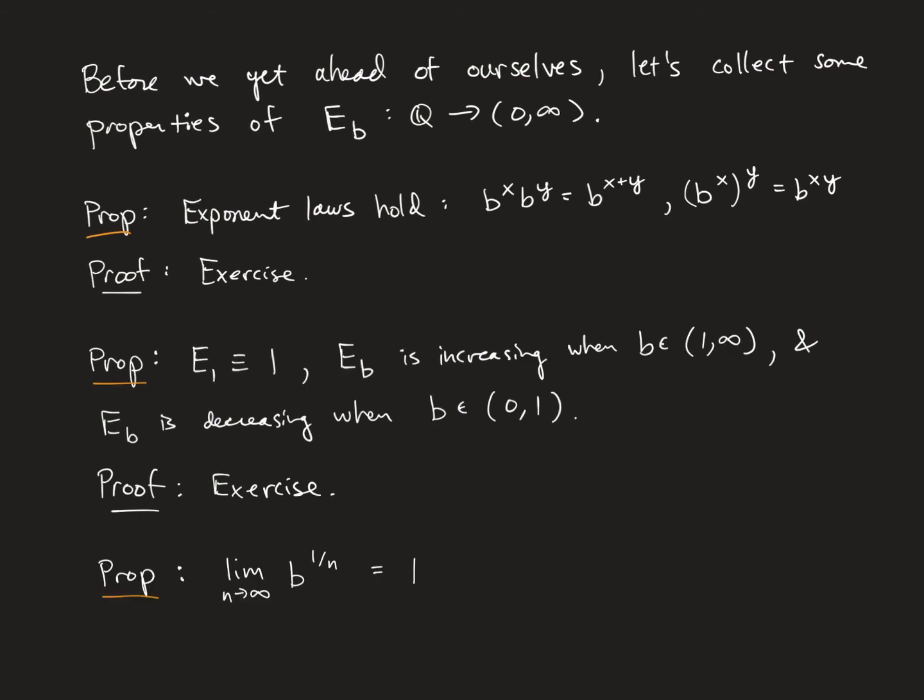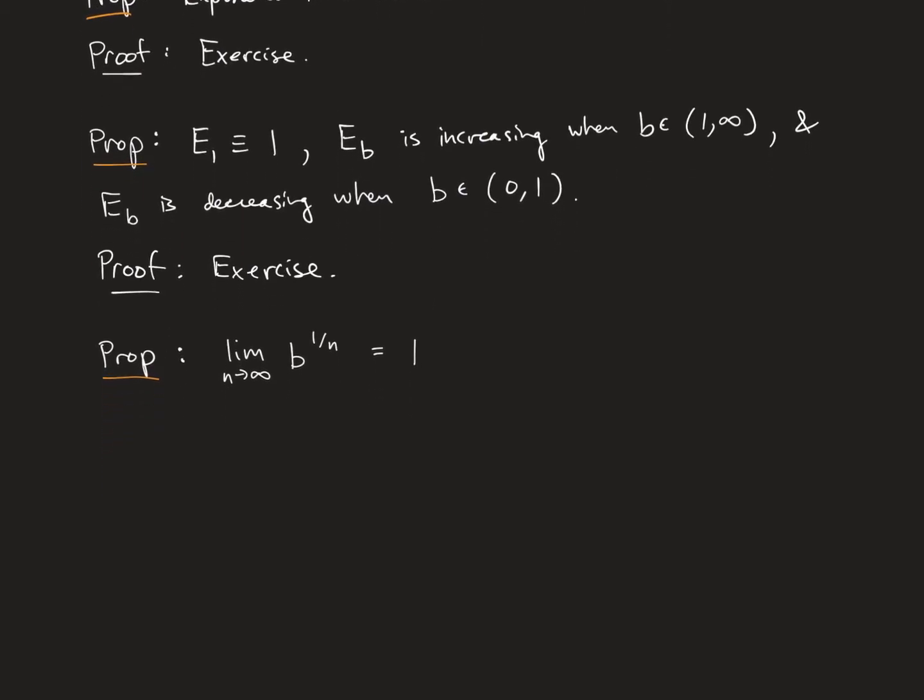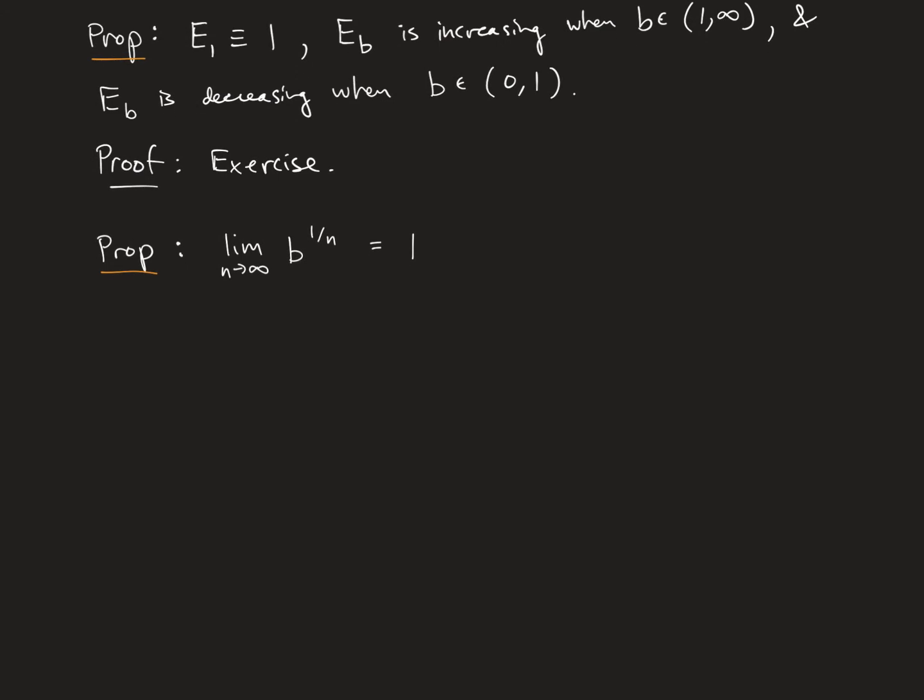Another not too difficult property to establish is that the limit as n goes to infinity of b to the 1 over n is equal to 1. So taking continued roots always leads you to 1. So the proof of this is interesting.